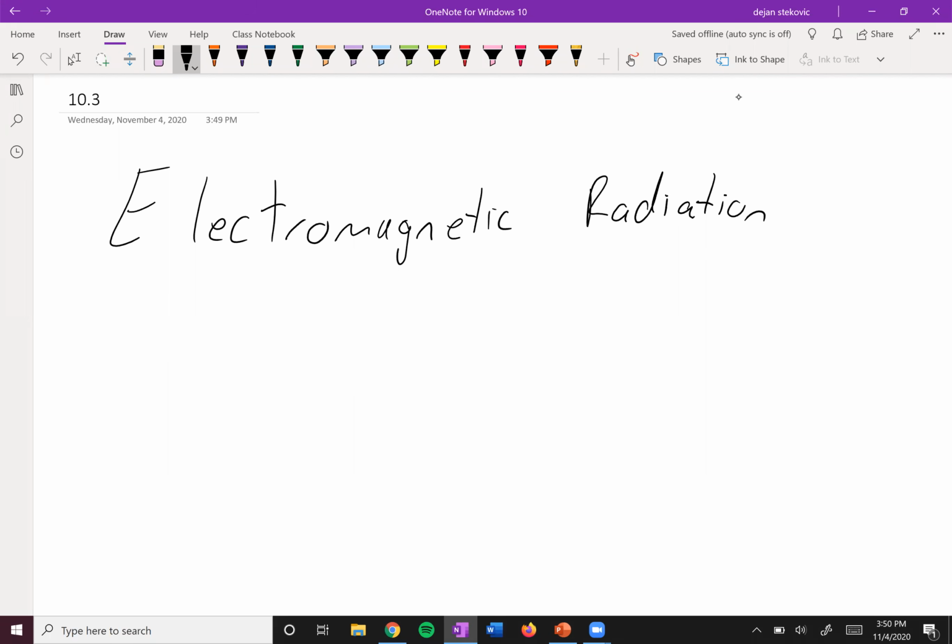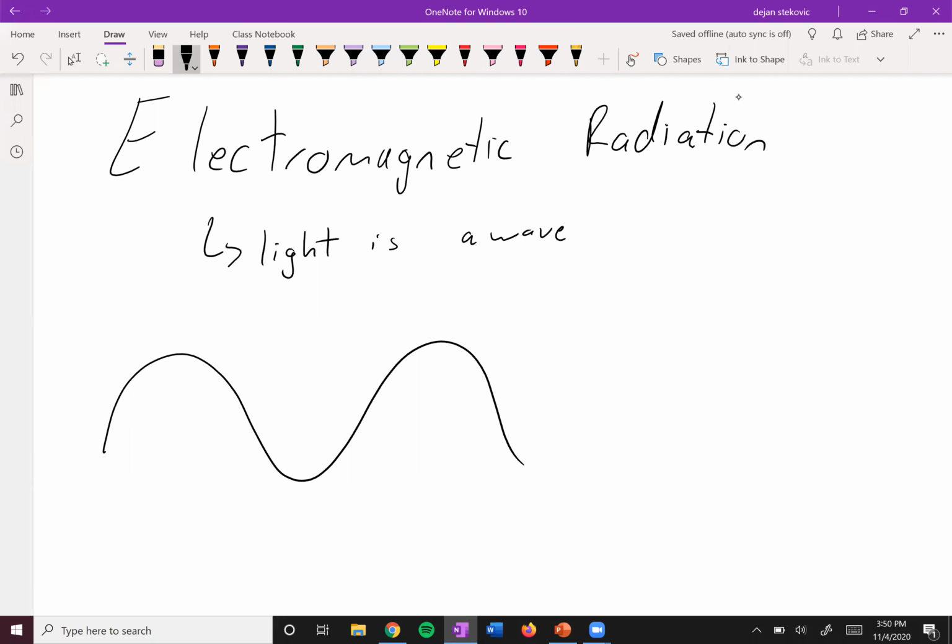So let's review electromagnetic radiation, topics that you've touched on in general chemistry and physics. When we think about electromagnetic radiation, we think about light, and we think about light being a wave. A wave looks something like this, and there are different parts of these waves that describe their properties.